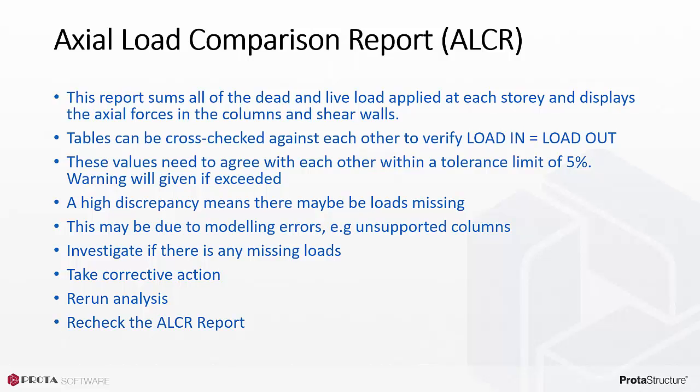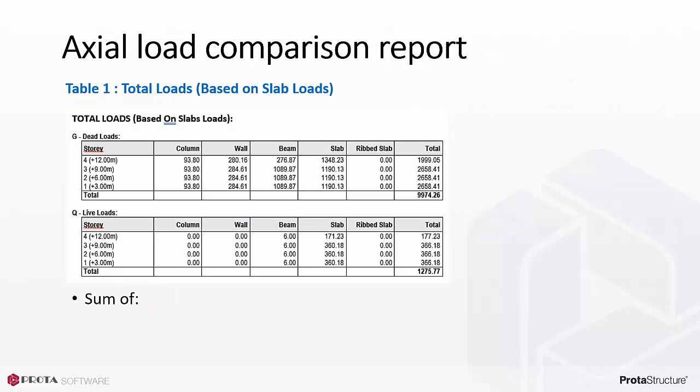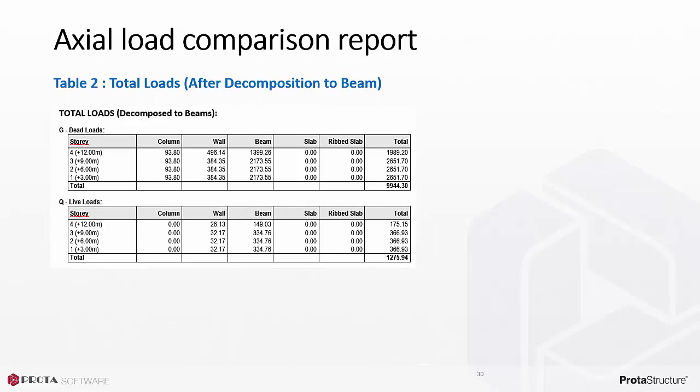Table 1 is the total loads based on slabs. It is the sum of applied loads on slabs, applied loads on beams and member self-weight. In short, it is the input loads based on what is modeled. You can take this as the correct dead and live load of the model, provided you have entered the loadings as intended.